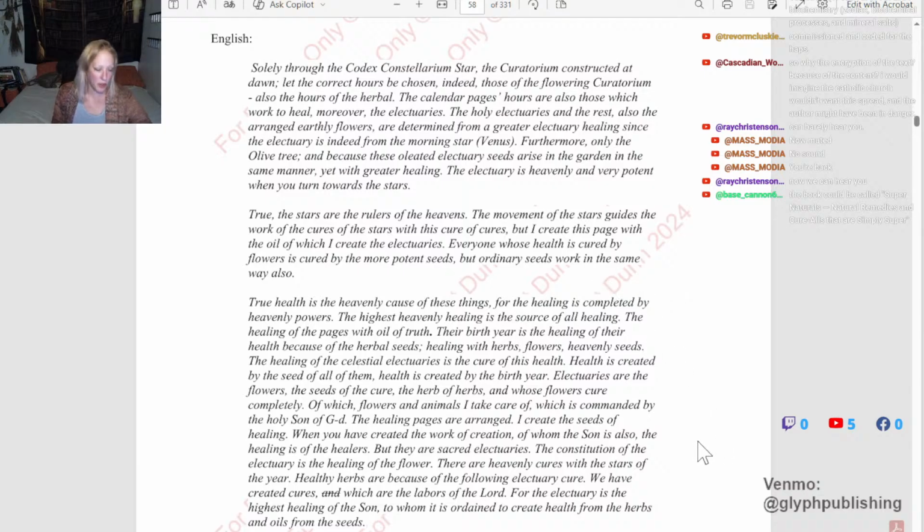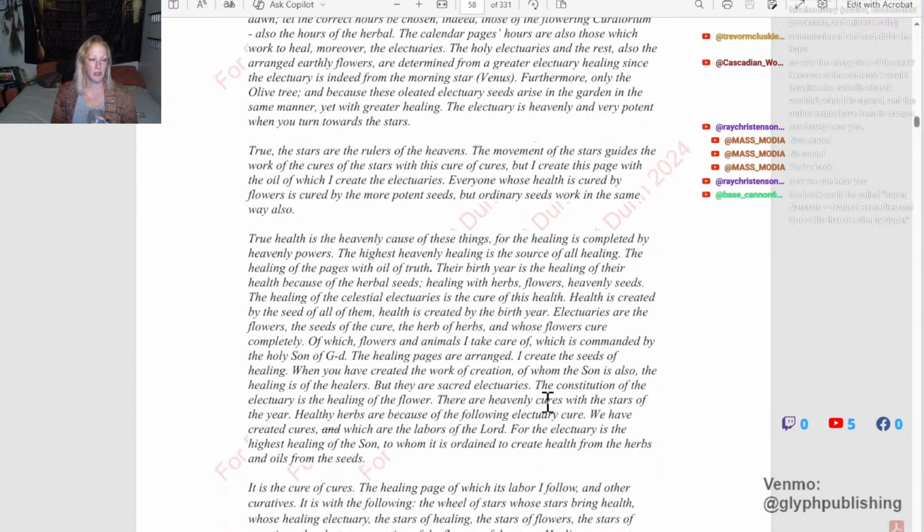True health is the heavenly cause of these sayings, for the healing is completed or made. This was my first translation, so this should be constructa, right? Is made by heavenly powers. The highest heavenly healing is the source of all healing, the healing of the pages with the oil of truth. Their birth year is the healing of their health because of the herbal seeds, healing with herbs, flowers, heavenly seeds. And the healing of the celestial electuaries is the cure of this health. Health is created by the seed of all of them. Health is created by the birth year, okay?